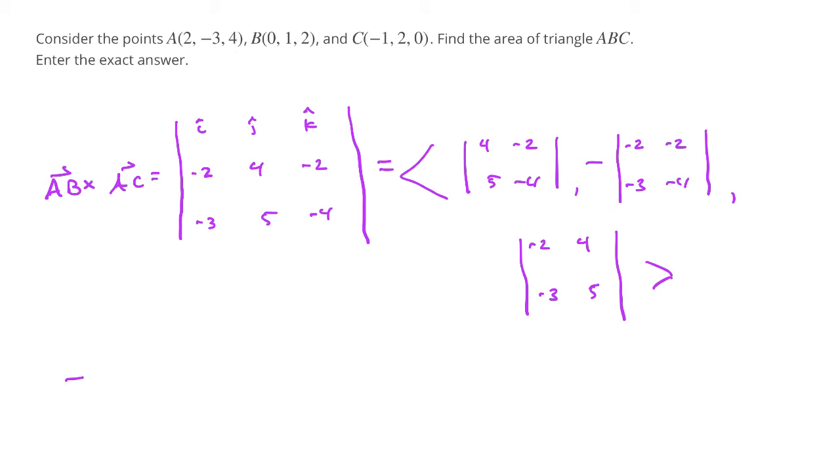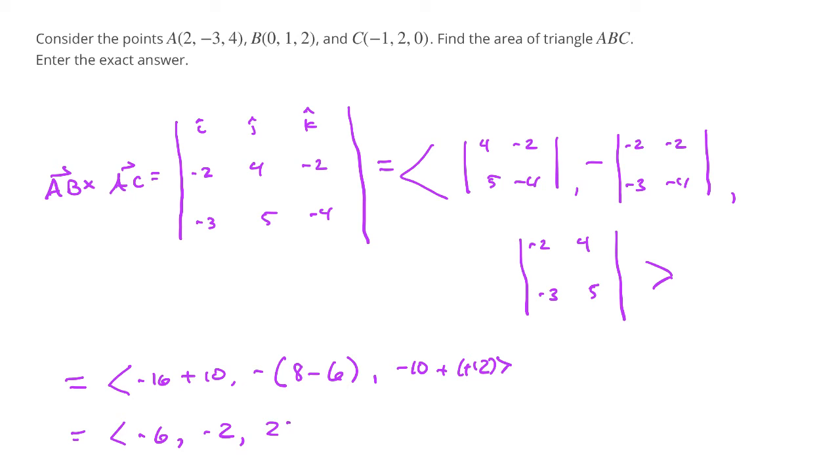And so what this gives us as a cross product vector is negative 16 minus a negative 10, so plus 10. We have the negative of a positive 8 minus a 6. And then finally, for our third determinant, we have a negative 10 minus a negative 12. And so this gives us a cross product of negative 6, negative 2, and 2.